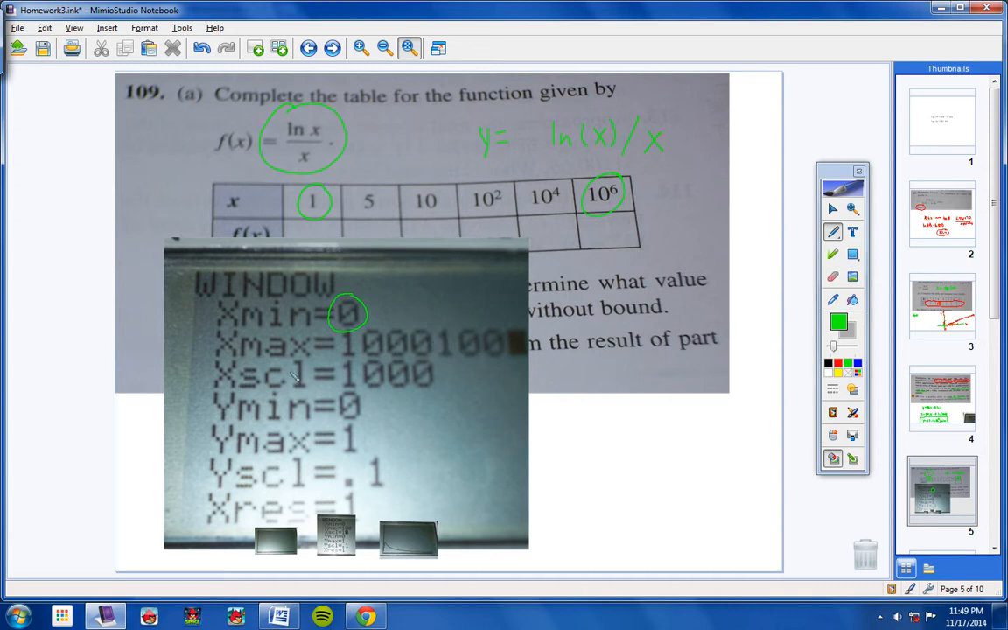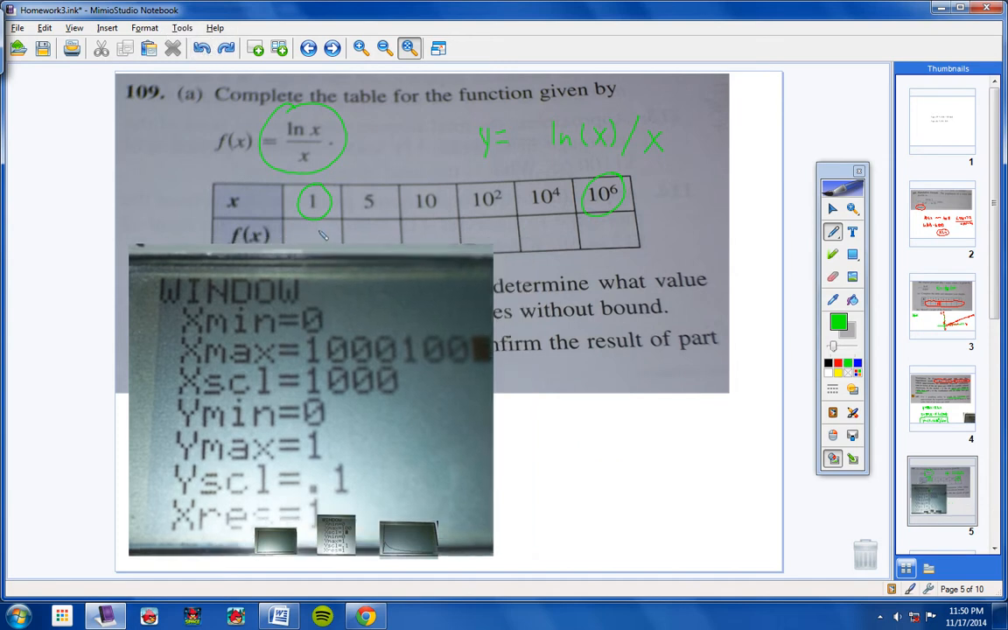Now your x scale here just means how much do you want each tick mark to be. And so I said, well, each mark on the x-axis will probably be about 1,000. Okay, so I put 1,000 right here for that. Now, for the y minimum, think about it, guys. Your values go from 0, okay, then they went up to 0.32, then started working their way back down to 0 again. So my highest value up here was 0.32. So I went ahead and put 1 for my y max.